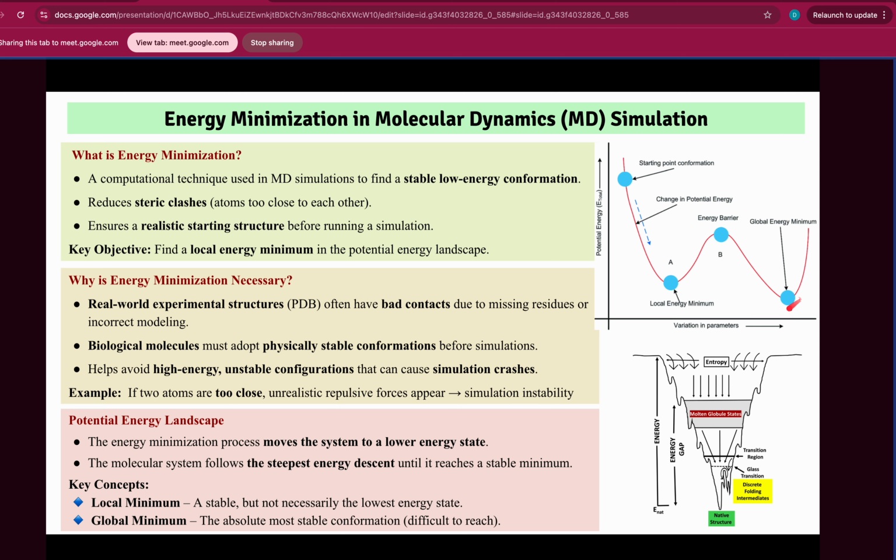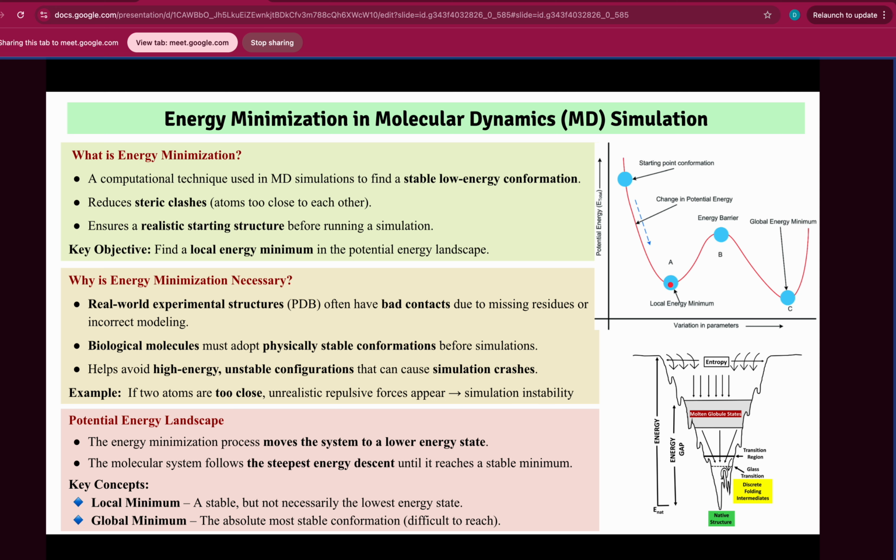So global minima is the most stable form, below which we do not find the protein at a lower energy level. This is my most stable form, this is the global energy minima. In certain scenarios my protein can get trapped in a local energy minima.